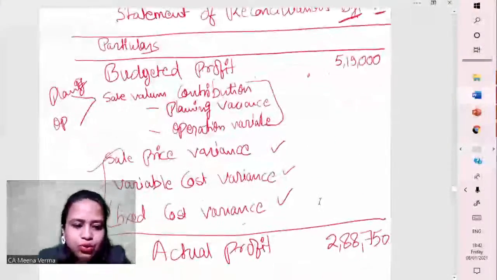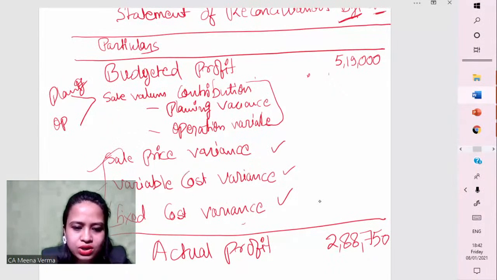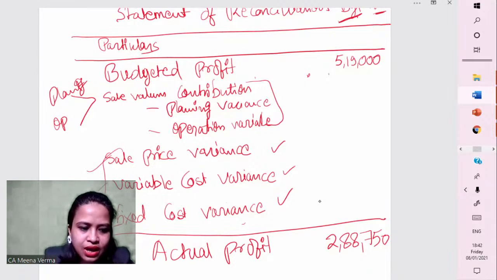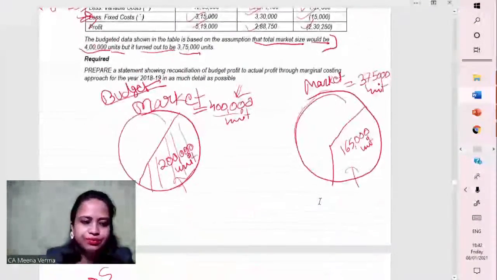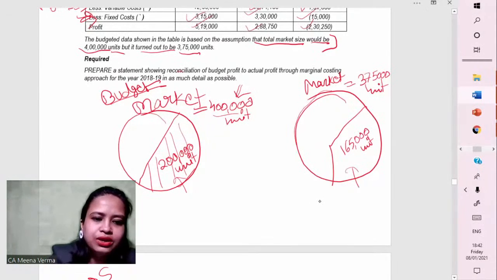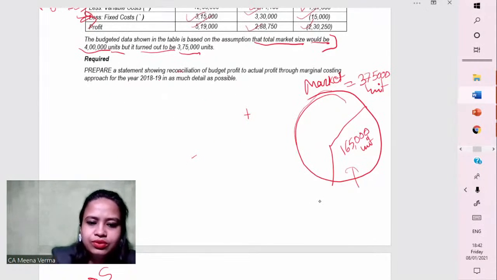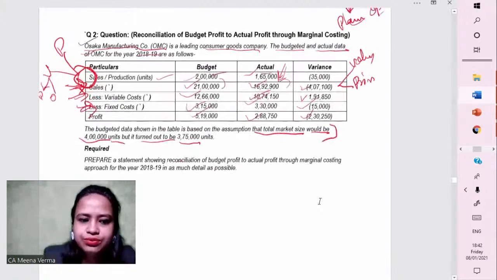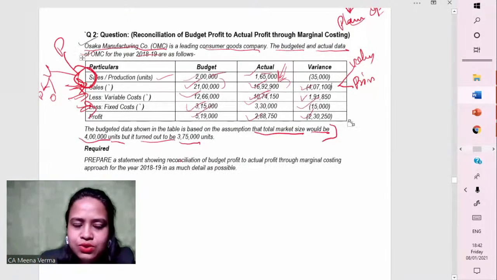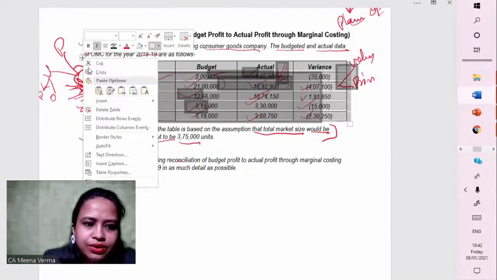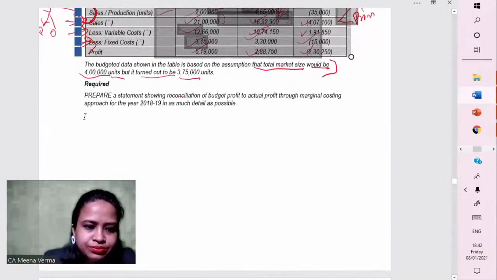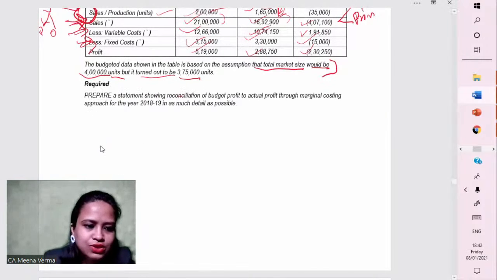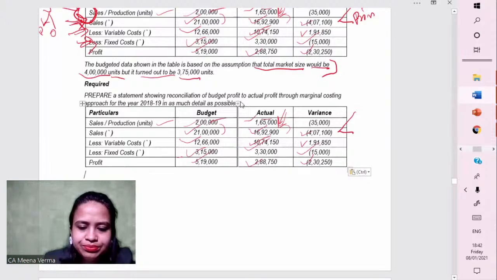So I expect all of you to give me the answer related to finding the variable cost variance, fixed cost variance, and sales price variance. I want you to find these values, okay? I actually want to make a new table, which will help me to solve this question easily, okay? So I'm making that table that will help us to solve this question easily, okay?